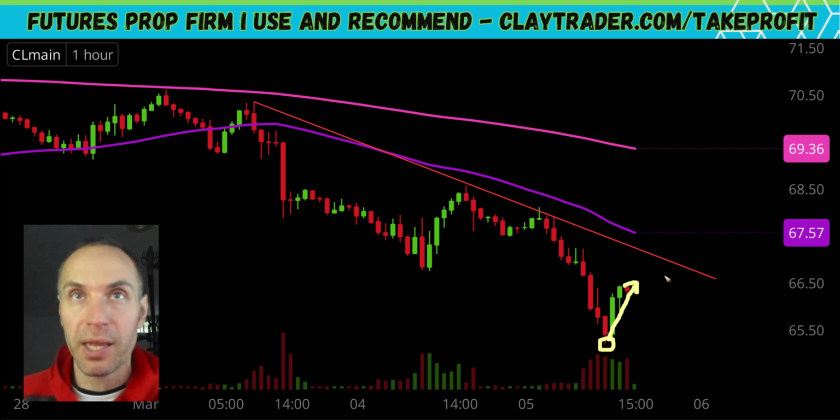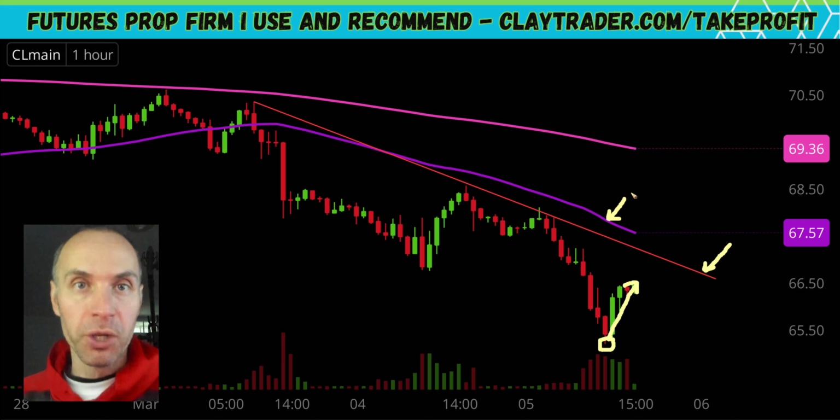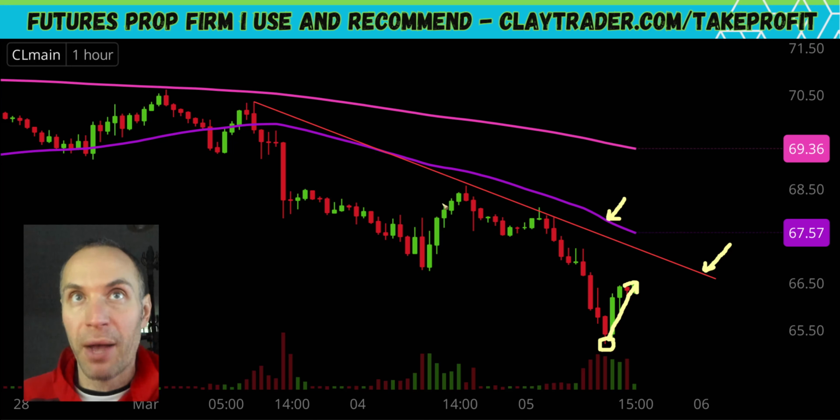Is there any genuine strength? I am not convinced. The reason I'm not convinced is because the price is still down below that trend line. Or if you just want to use that purple line there, the 50-period moving average, either of those basically saying the same thing. Because there have been bounces before.